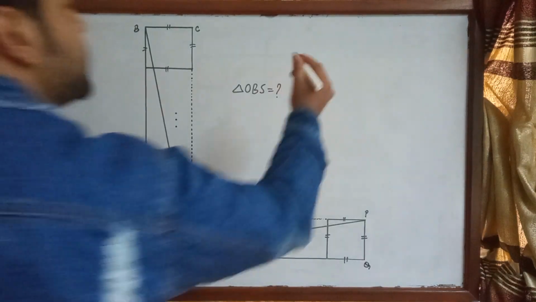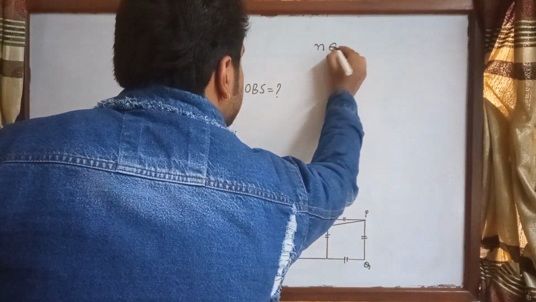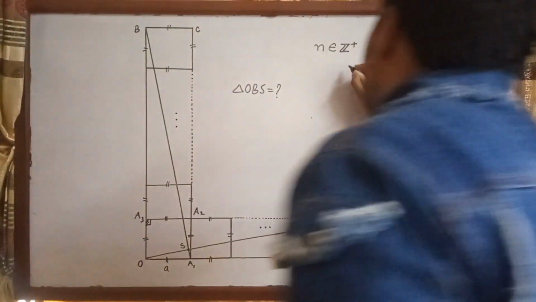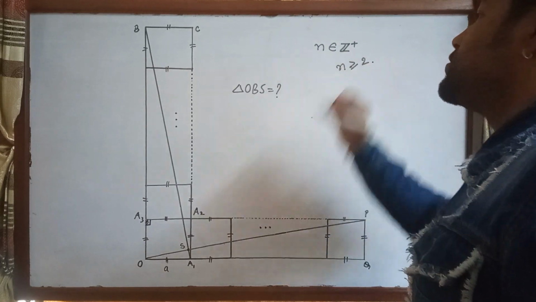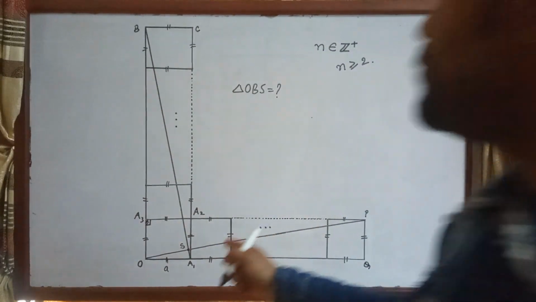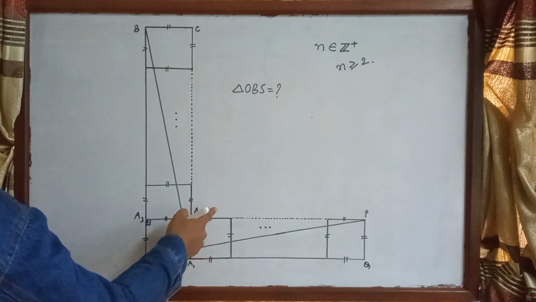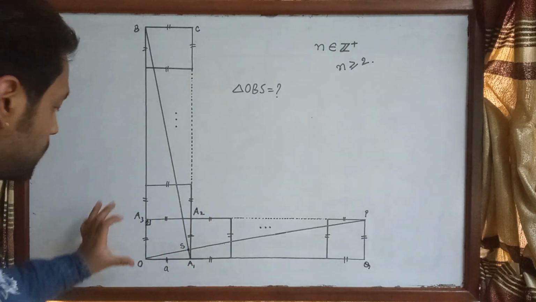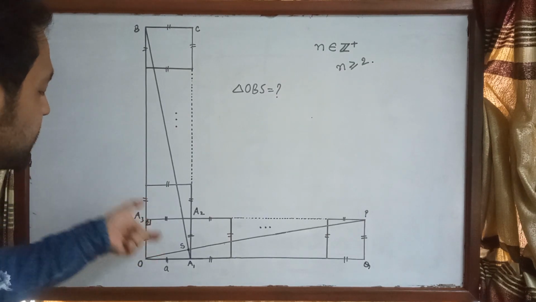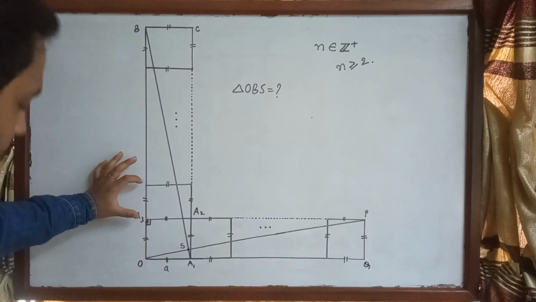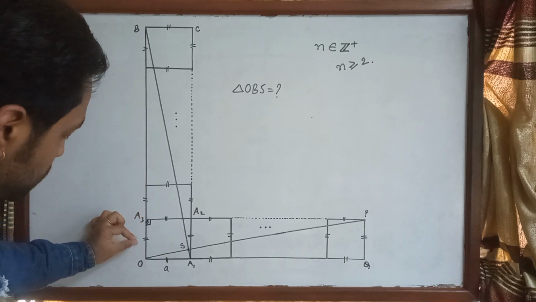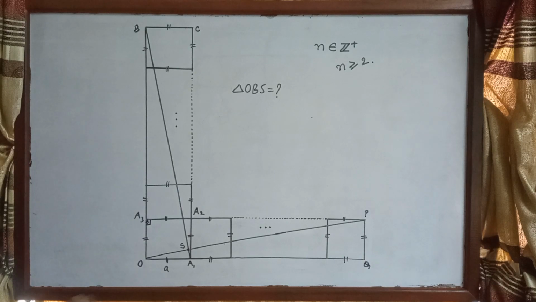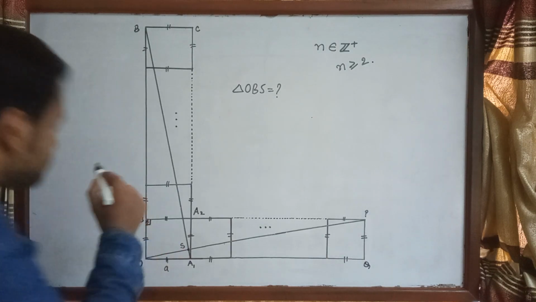We take a positive integer n whose value is at least 2. And we're given a square O, A1, A2, A3 whose side is A. And we put identical squares on top of the given square. Let's call this the base square.